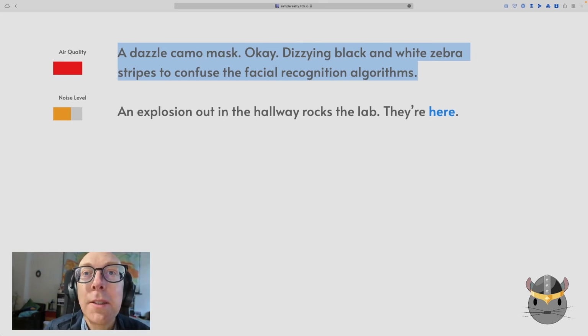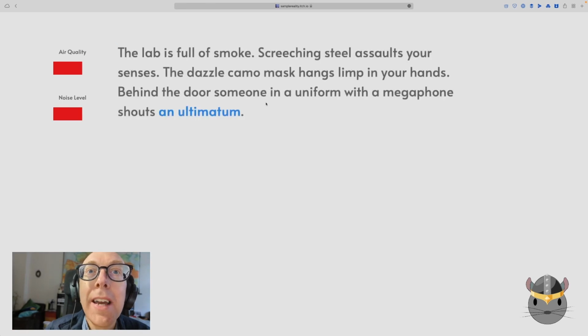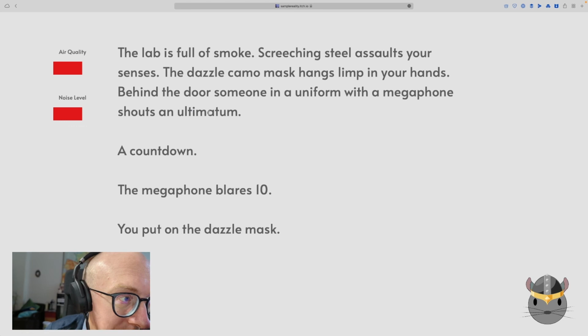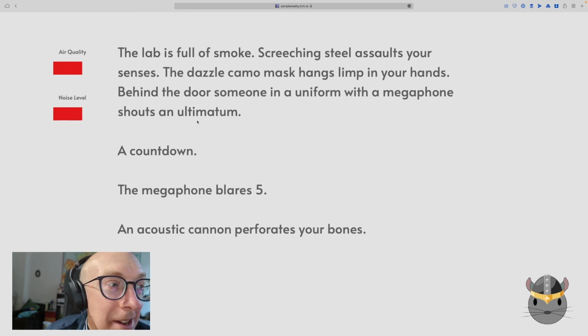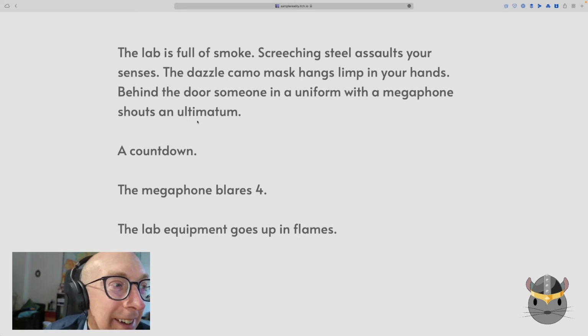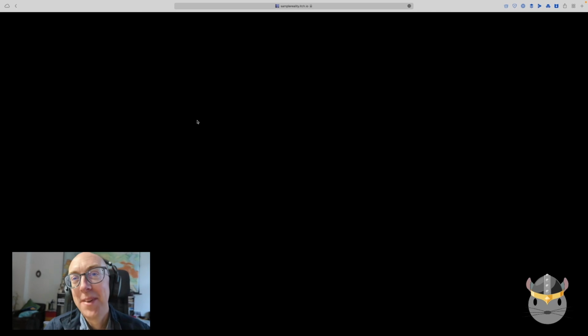An explosion out in the hallway rocks the lab. They are here. They give us an ultimatum. A countdown. 10. You put on the mask. 9, 8, 7. Sparks fly from the lab door. An acoustic cannon. Lab equipment goes up in flames. They bust down the door. Behind the dazzle mask, you weep.